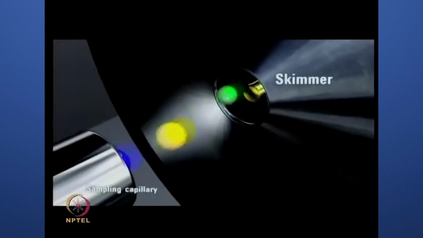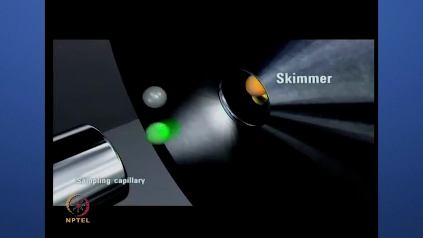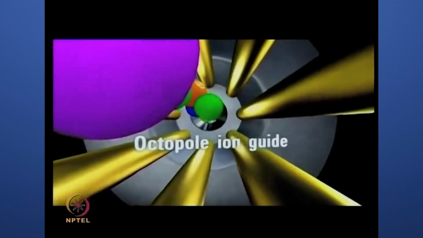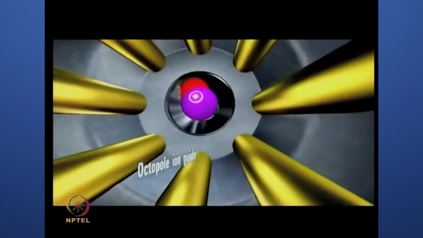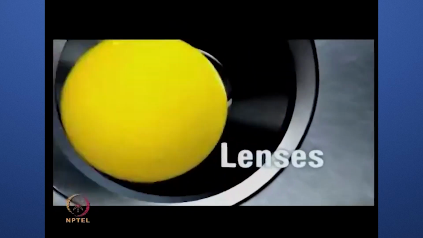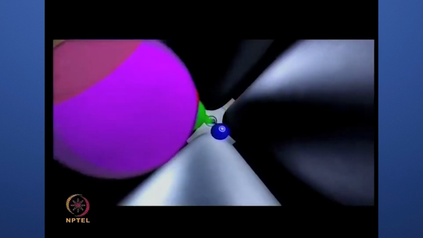A thin skimmer aperture, carefully matched hole size, and short capillary to skimmer distance reduce beam broadening. An octopole ion guide provides better ion transmission over a wider mass range. Patented lenses enhance high-mass ion transmission and increase sensitivity over a wider mass range.